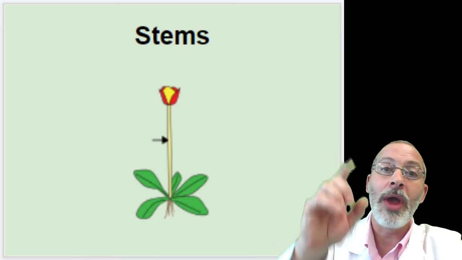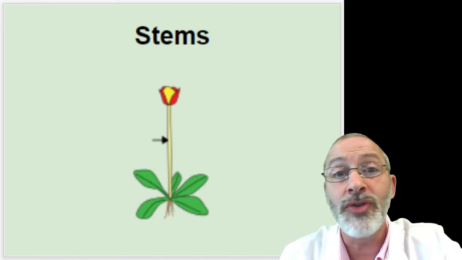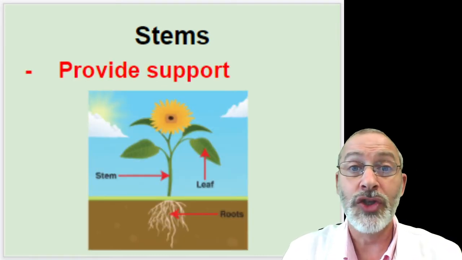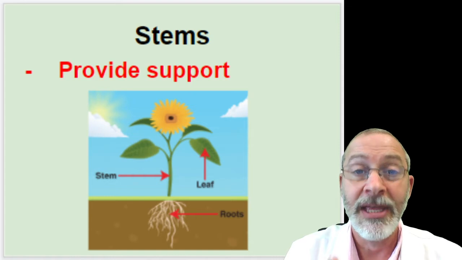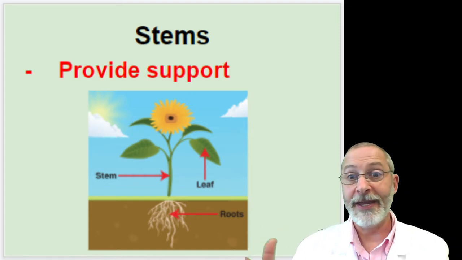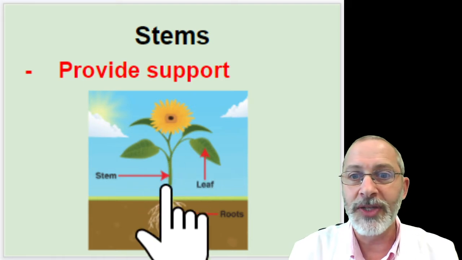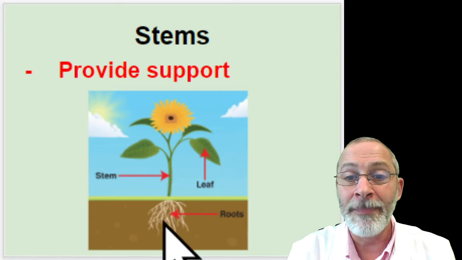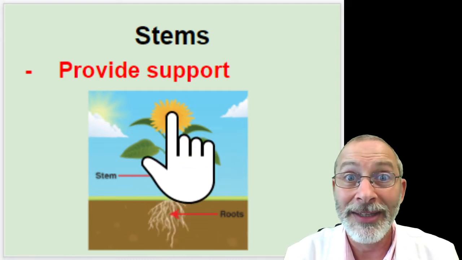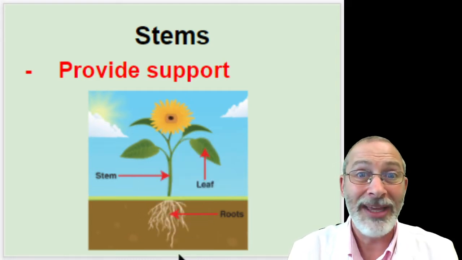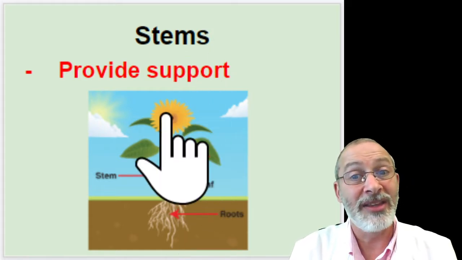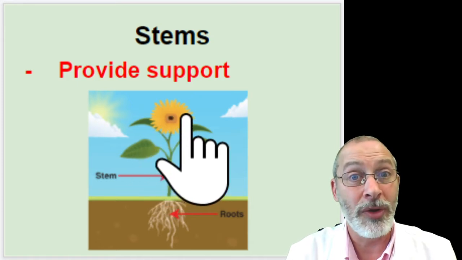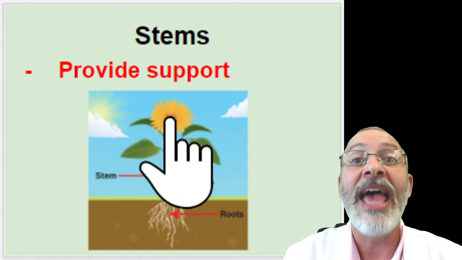All right, let's work our way up a plant's structure now to the stems. Stems provide support to a plant. Think about it. Let's look at this plant. It kind of looks like a little sunflower, doesn't it? If a sunflower didn't have a stem, where would that flower be? Yeah, on the ground. It wouldn't be a sunflower, would it? In fact, sunflowers, I don't know if you've ever grown sunflowers, but those flowers get really, really heavy.